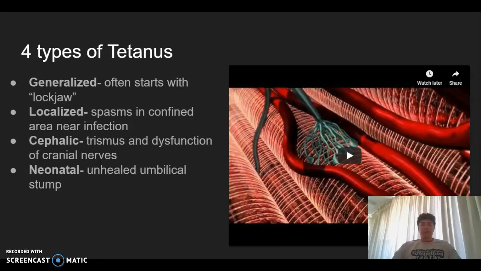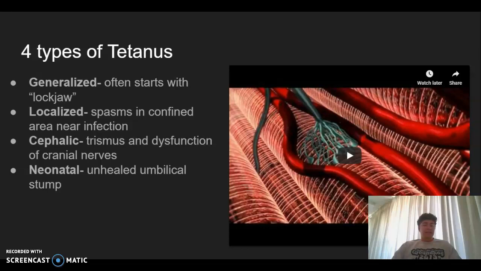It only has a 1 to 2 day incubation period and only makes up 0.4 to 3% of all cases of tetanus. And it has a 15 to 30% fatality rate. And it involves the loss of function of a cranial nerve that could cause facial twitching.